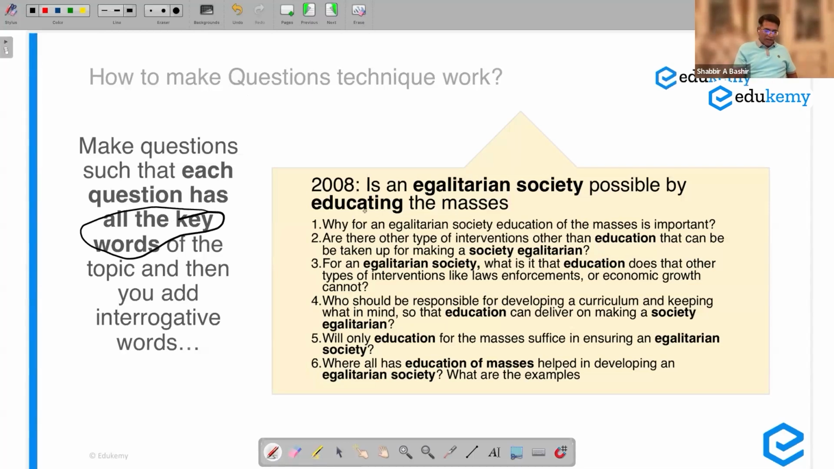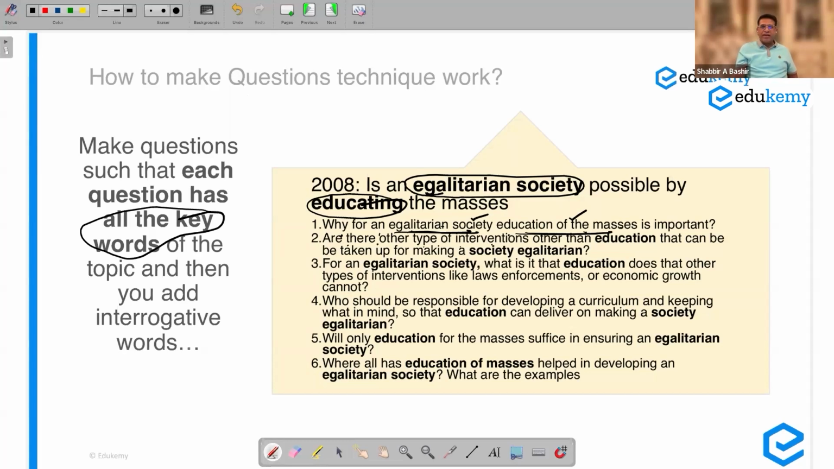Look at the first topic: is egalitarian society possible by educating the masses? In this topic, the key phrases are egalitarian society and educating the masses. So now when I'm framing the questions, I'm ensuring the question has both egalitarian society and education of the masses in the same question. Rather than asking what is an egalitarian society, now I'm asking why, for an egalitarian society, education of the masses is important.